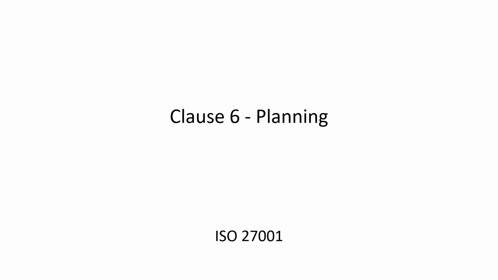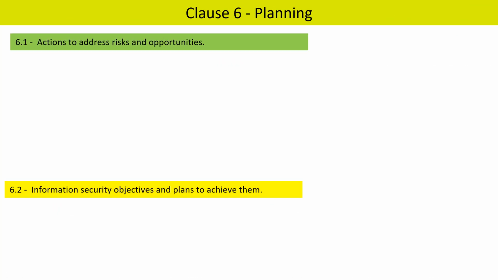In this video, we will discuss Clause 6 of ISO 27001. Clause 6 is about planning. It has two sub-clauses. 6.1 is about actions to address risks and opportunities, whereas 6.2 is about information security objectives and plans to achieve them. Let us discuss 6.1.